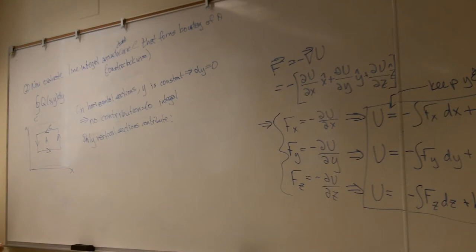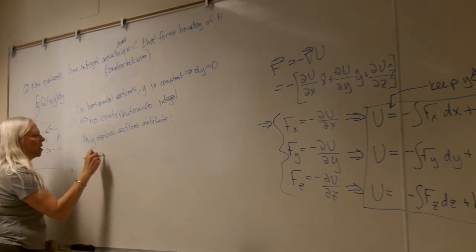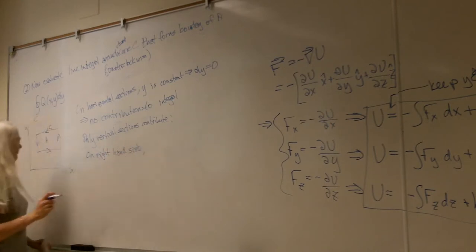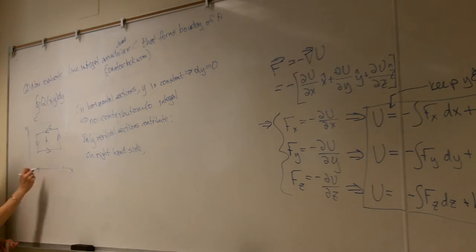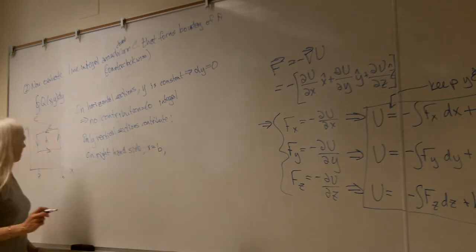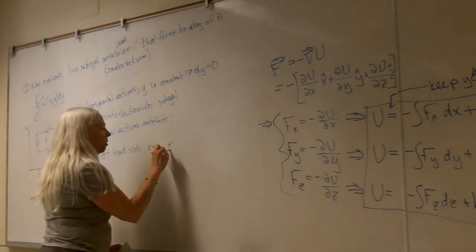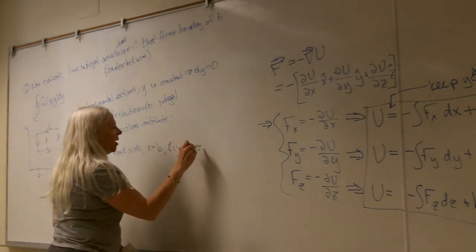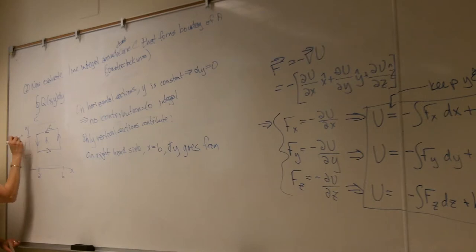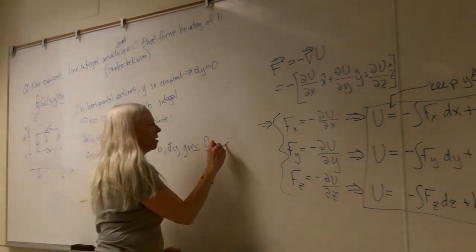So let's think about the two vertical sections. On the right hand side, remember x was equal to a and b on the two sides. So on the right hand side, x is equal to b, and y, when we integrate, goes from c to d. On the right-hand side, we're starting at the bottom and going up, so we're starting at y equals c and going to y equals d. So y goes from c to d.